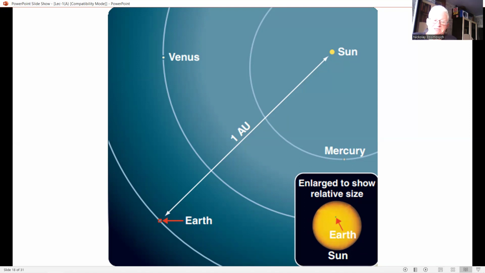Its orbit carries it as close to the Sun as 0.307 astronomical units, and as far away as 0.467 astronomical units. You can see the variation in the distance from Mercury to the Sun in this figure. Earth's orbit is more circular, and its distance from the Sun varies by only a few percent.